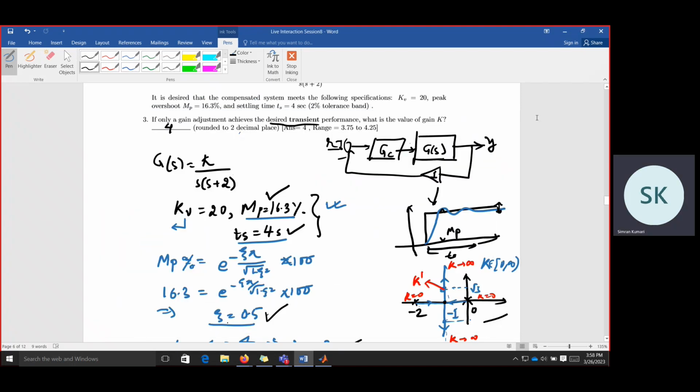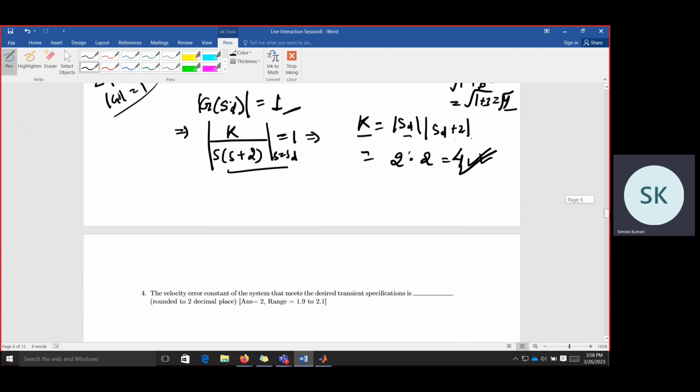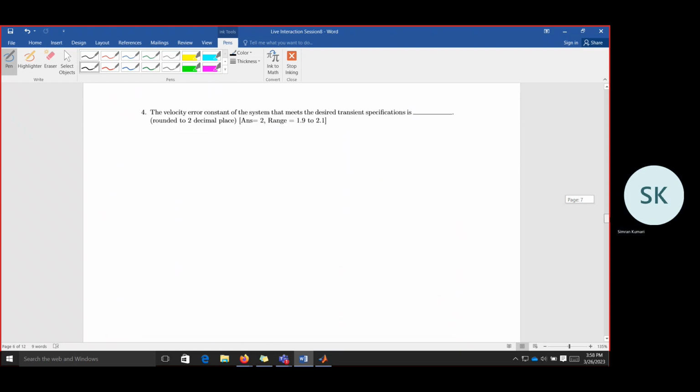So this we have verified. Okay. Transient response is met by just increasing the gain. Now the other thing is this kV equal to 20, the error constant. So let us see what the second part of the question is: the velocity error constant of the system that meets the desired specification. So what would be the velocity error constant for this system?